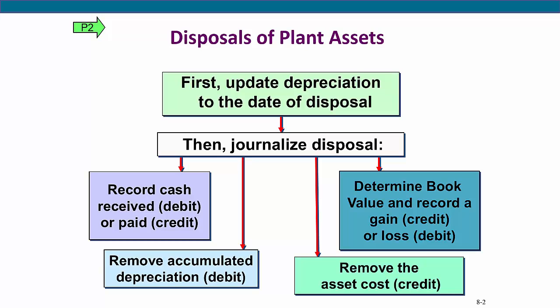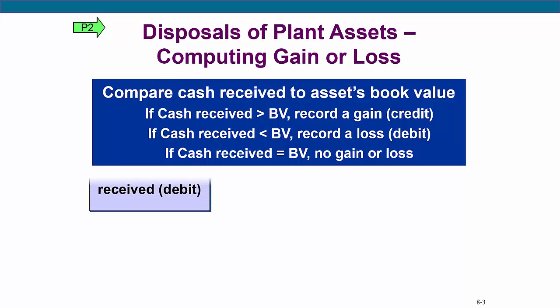In addition, we must determine whether a gain or loss is associated with the disposal. A gain is recorded with a credit, just like revenue, and a loss is recorded with a debit, just like an expense account. We complete the entry by removing the plant asset's cost from our books with a credit and remove the related accumulated depreciation with a debit. Let's see how we calculate the gain or loss associated with the disposal.